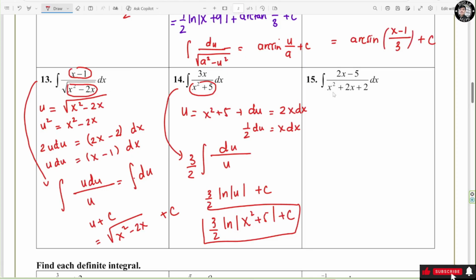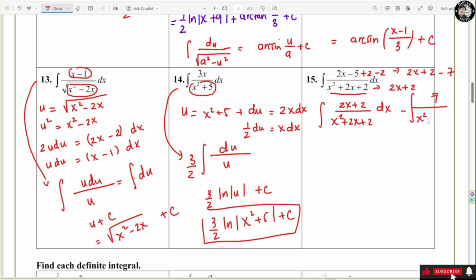Now question 15. Observe that if you take the derivative of the bottom, it turns out to be 2s plus 2. On the top, I don't have 2s plus 2, so I need to add and subtract 2, like that. So this turns out to be 2s plus 2 minus 7. So I just separate this in two. It's going to be the antiderivative of (2s plus 2) over (s squared plus 2s plus 2) ds, minus the antiderivative of 7 over (s squared plus 2s plus 2) ds.